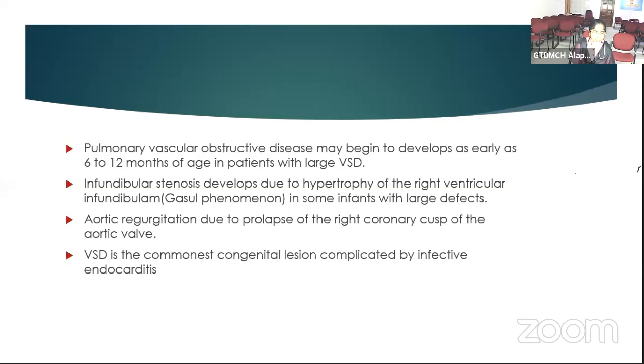Then infundibular stenosis develops due to hypertrophy of the right ventricular infundibulum. This is called Gessul phenomenon. This is seen in infants with large defects usually. Then aortic regurgitation can occur due to prolapse of the right coronary cusp of the aortic valve. VSD is the commonest congenital lesion complicated by infective endocarditis. So this is the natural history, the changes that can occur in a VSD.